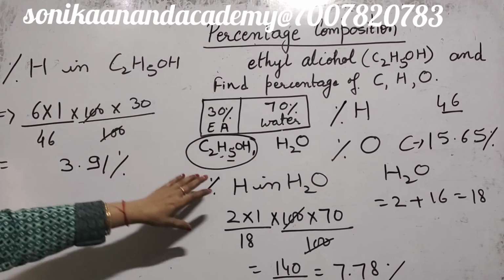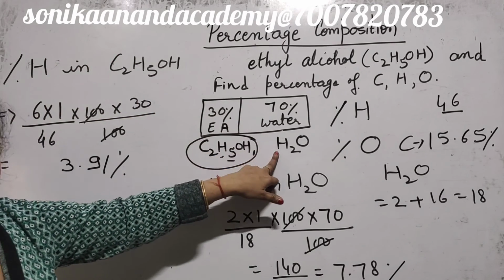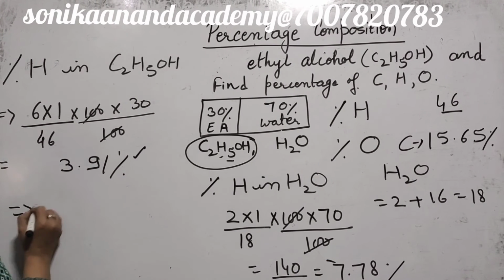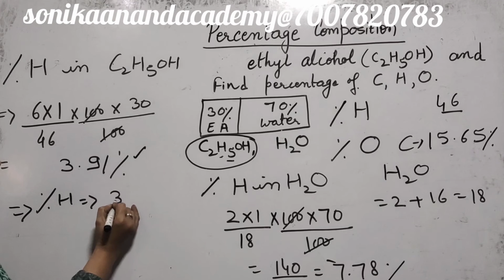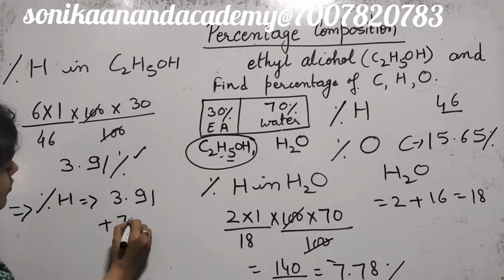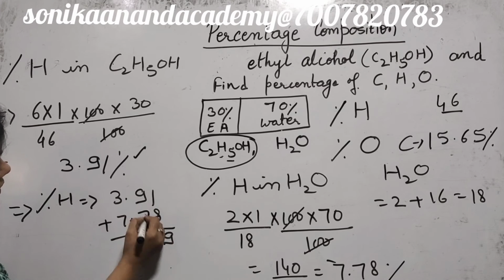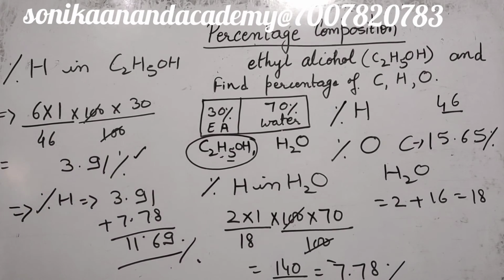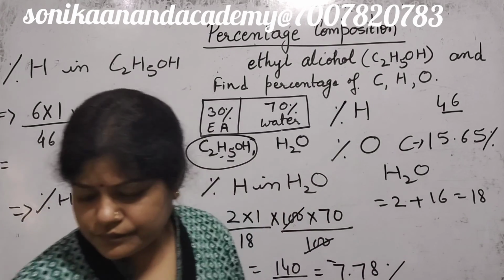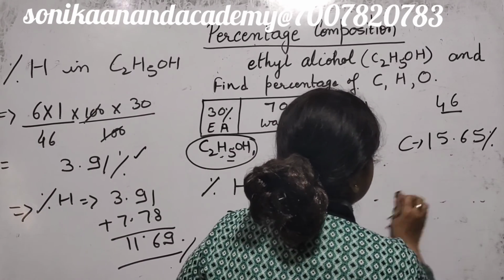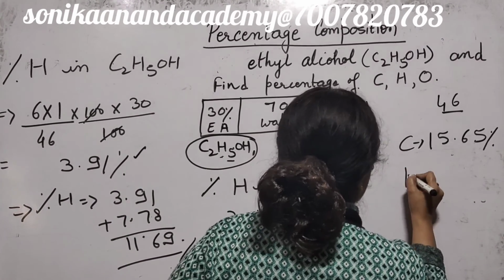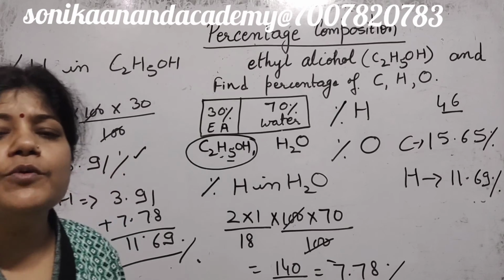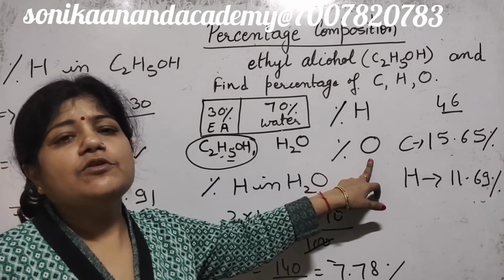So total percentage of hydrogen present in ethyl alcohol and in water, we have to add both the quantities. So total percentage of hydrogen is what? 3.91 plus 7.78. 819, 9716, and it is 11. So percentage of hydrogen which is present in this compound, we write over here, percentage of hydrogen is 11.69%. I hope you understand clearly and you can easily find the percentage of oxygen.